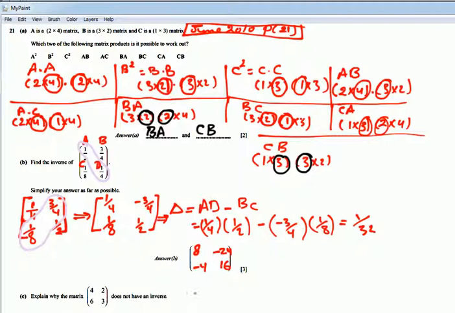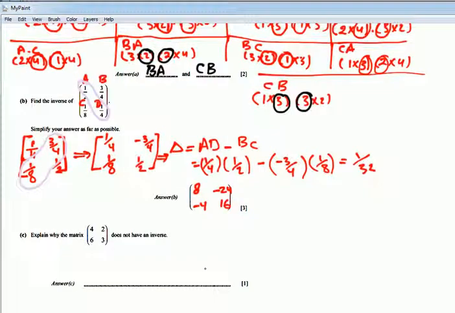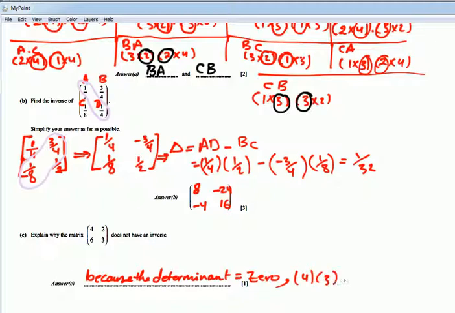Explain why the matrix 4, 2, 6, 3 doesn't have an inverse. As I taught you in my previous video, the matrix doesn't have an inverse when the determinant is 0. So you have to write here: because the determinant equals 0, or for more explanation, because 4 times 3 minus 2 times 6 equals 0.